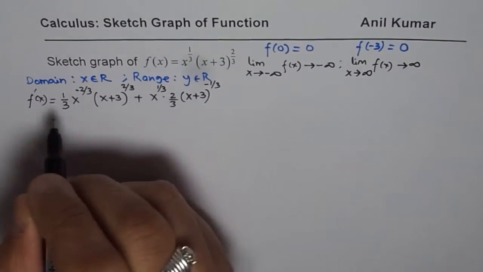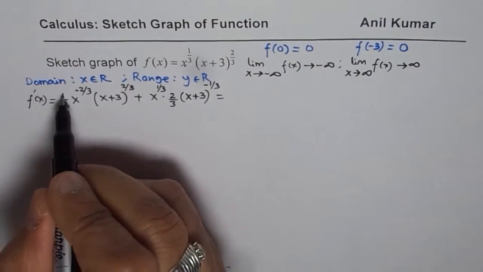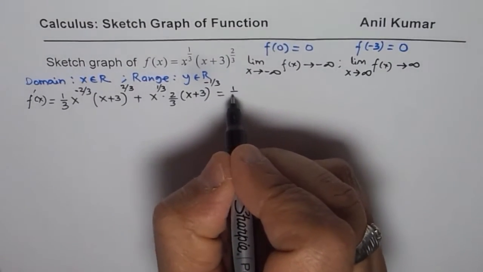Correct. Now this can be simplified. It looks very challenging to simplify. 1 over 3 is common. Let's take the number 1 over 3 out.